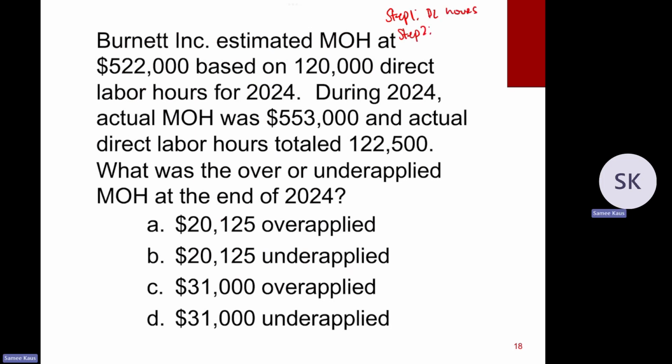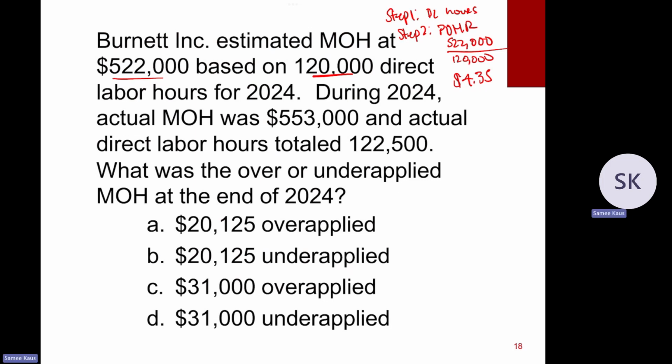Step two is to calculate my predetermined overhead rate. Okay, so how much is my predetermined overhead rate? What's it based off of? Exclusively estimates. So I estimated 522 based on an estimate of 120,000 direct labor hours. So I got a predetermined overhead rate of $4.35.